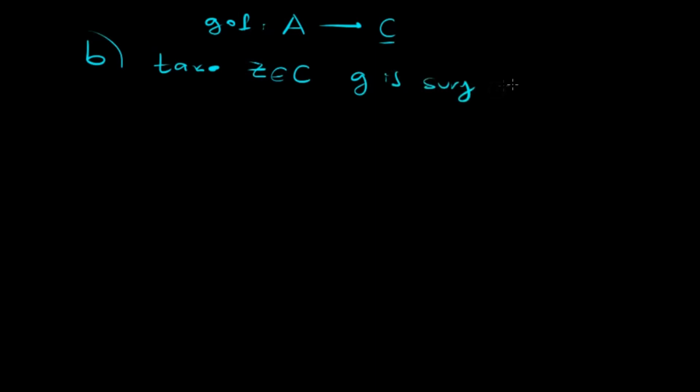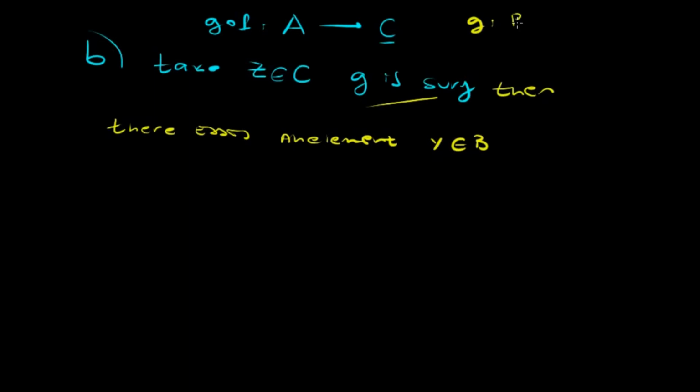So as g is surjective, there exists an element y in B. This is because g was a function from B to C. As it was surjective, I could take an element here and always find an element in B. So there exists y in B such that g of y equals z. And this is great, right?